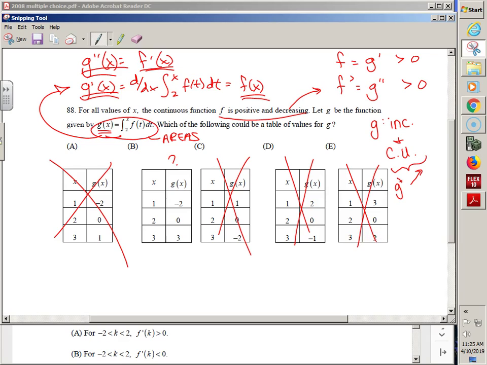How's B? Oh, I can't read. What did I say? The whole time I was saying increasing, increasing, increasing. Lo siento. So instead of concave up, just flip everything. Concave.